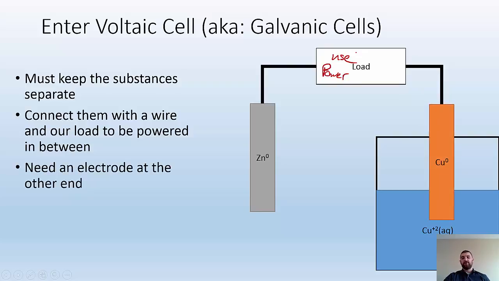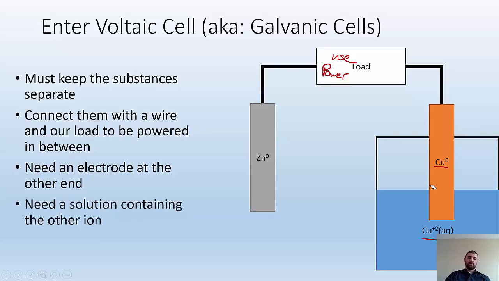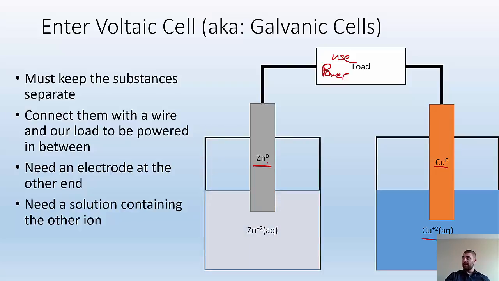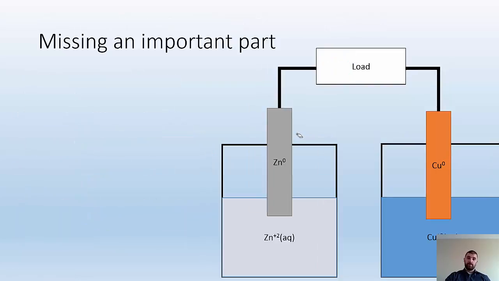And then you need an electrode at the other end. Generally speaking, you'll use the same element as what's in solution, because as it plates on, it'll just be copper, and if you were to reverse the reaction, you would only give off copper. You just use the same element. You also need a solution containing the other ion, so you need a solution that has zinc ion in it. And you put it in like that. And now we're almost done. We're missing something really important, though.